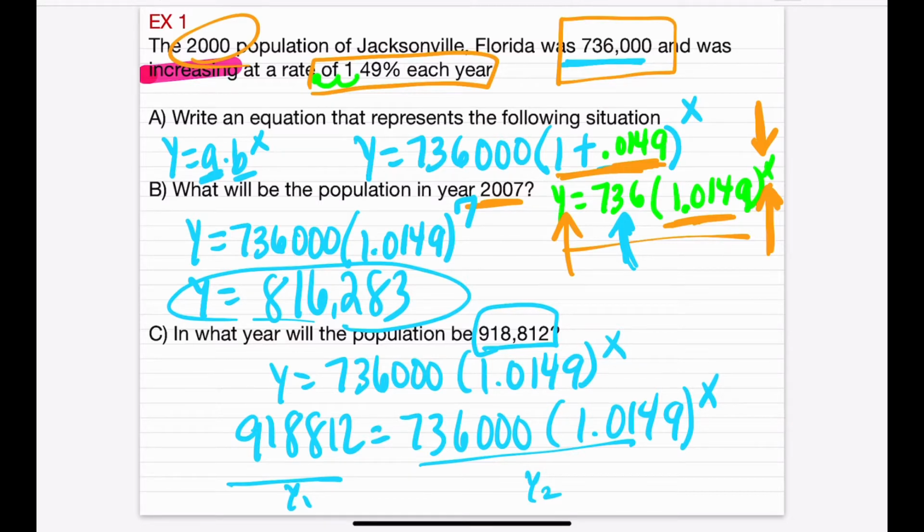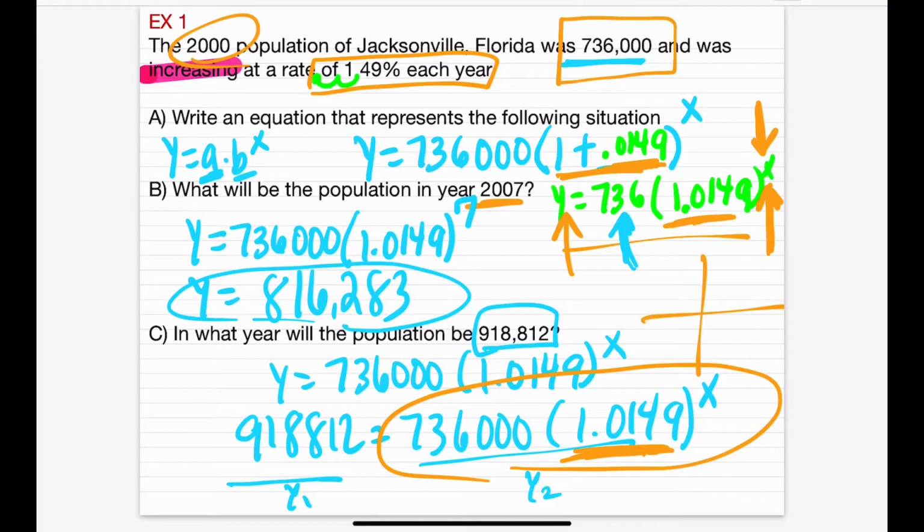And from the lesson from last week, you should know how this graph is going to look. We have an exponential growth because the b is bigger than 1. So you know the graph's going to look like this, crossing the y at 736,000. And if you graph 918,000, it's going to be a horizontal line. So our solution is going to be the point of intersection between these two lines. So let's go ahead and graph it on the calculator so we can get our solution.